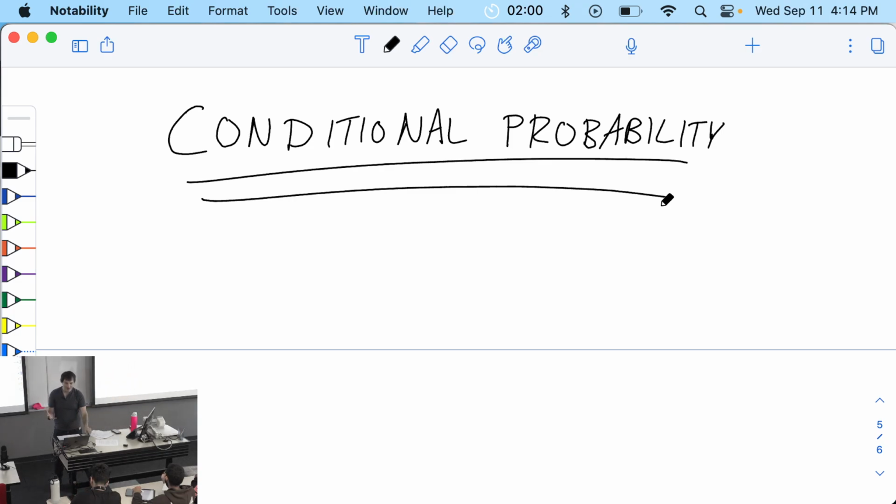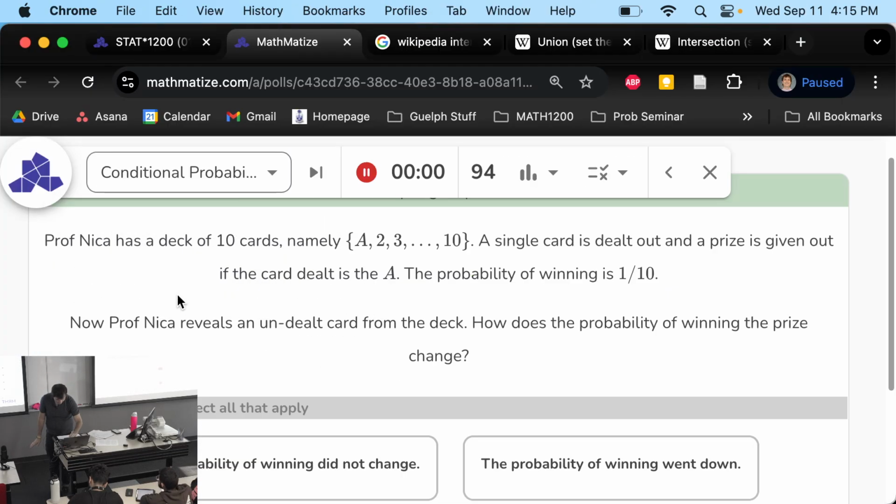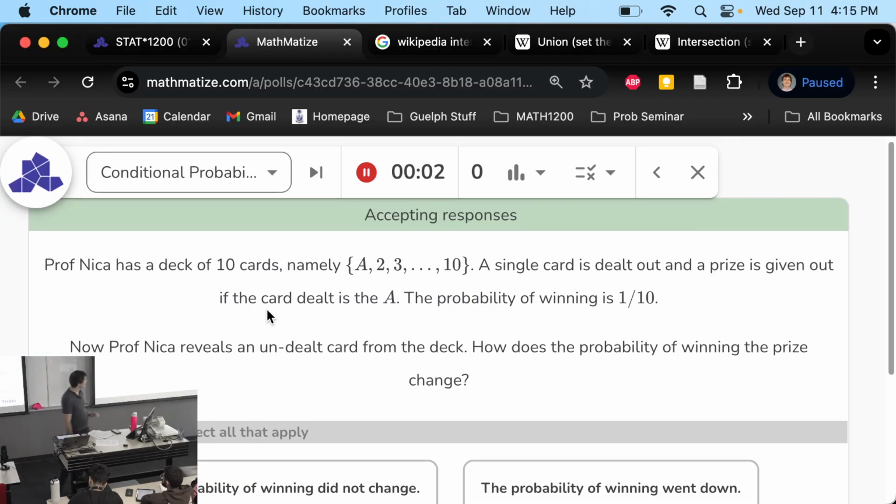And I wanted to start out with a fun little game we can play just to warm ourselves up on conditional probability. And here's the fun little game. Again, it's going to be mathematized, but it's a fun game.